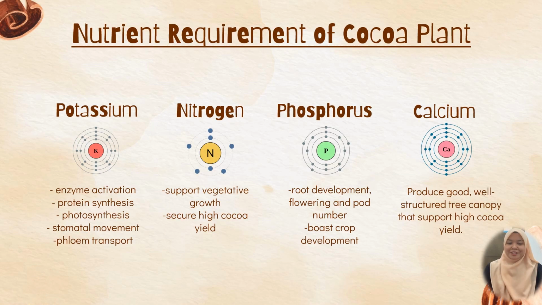The nutrient requirements of the cocoa plant are potassium, nitrogen, phosphorus and calcium. Potassium acts in enzyme activation, photosynthesis, stomatal movement and phloem transport for the cocoa plant. Also, nitrogen supports vegetative growth and secures high yield. Phosphorus works for root development, flowering, pod numbers, and is able to boost crop development. Next, calcium will help to produce good, well-structured tree canopies that support high cocoa yield.